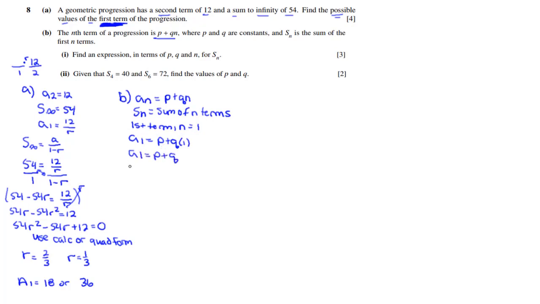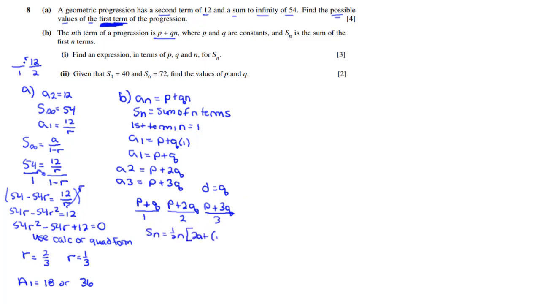And then if I want to find the second term, that's going to be a2, which is p plus 2q. The third term is going to be p plus 3q. Now, you'll notice if you want to lay this out like a sequence, p plus q is the first term, p plus 2q is the second term, p plus 3q is the third term. All I'm doing is adding a q every time. So the d is equal to q. So I know a first term, and I know that q is equal to d. So I can plug in the formula.